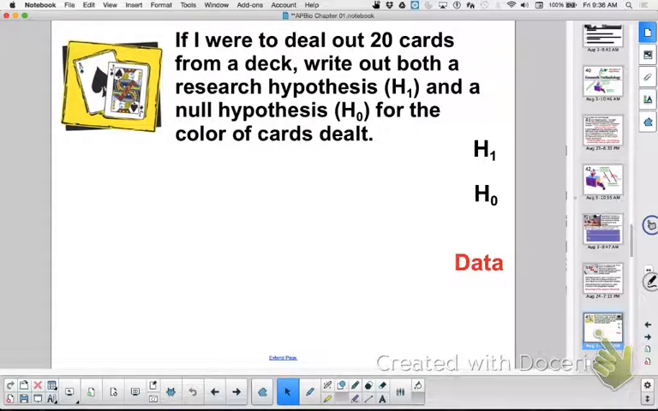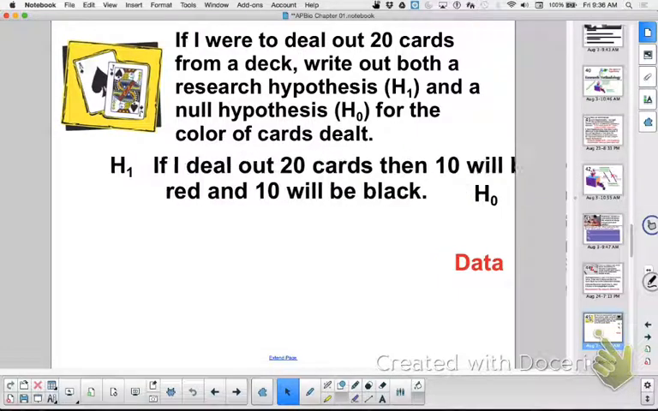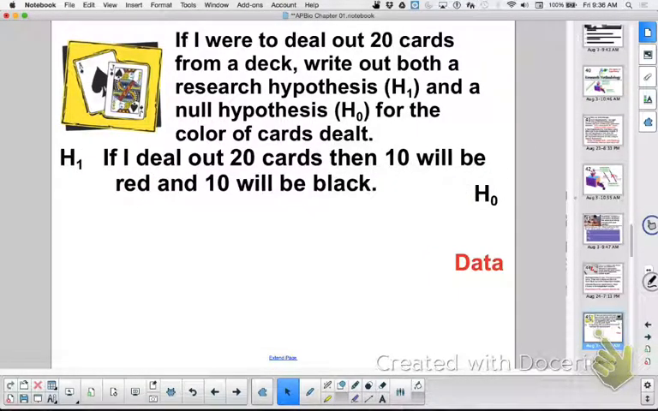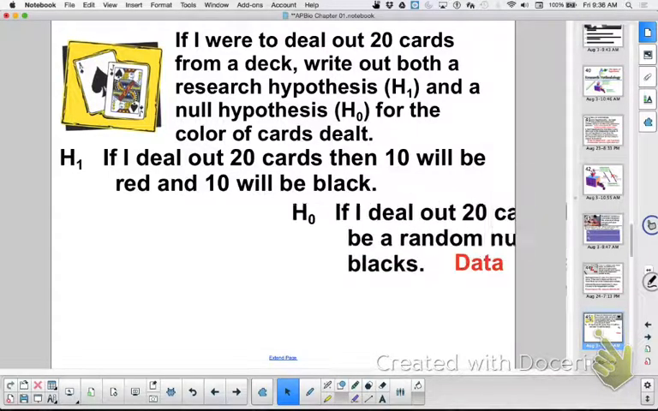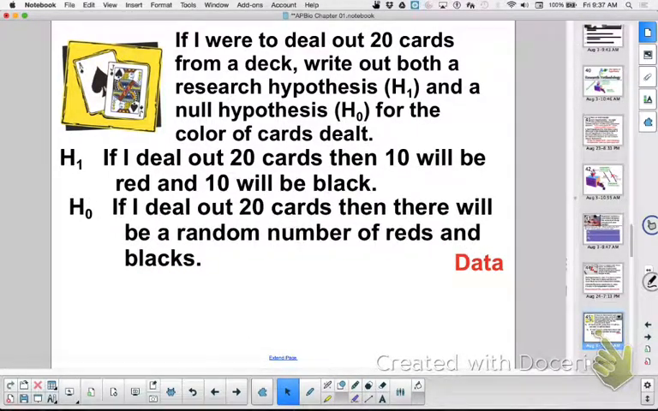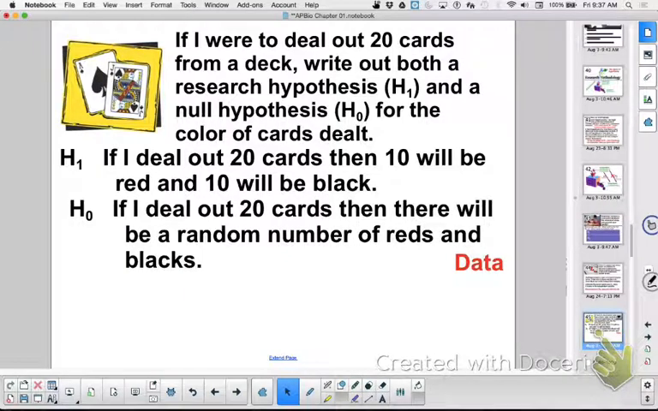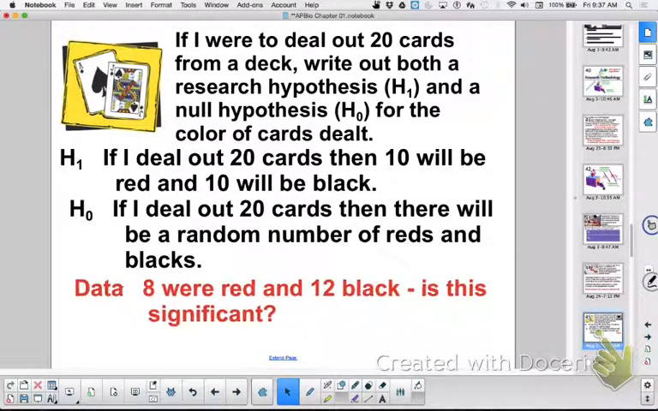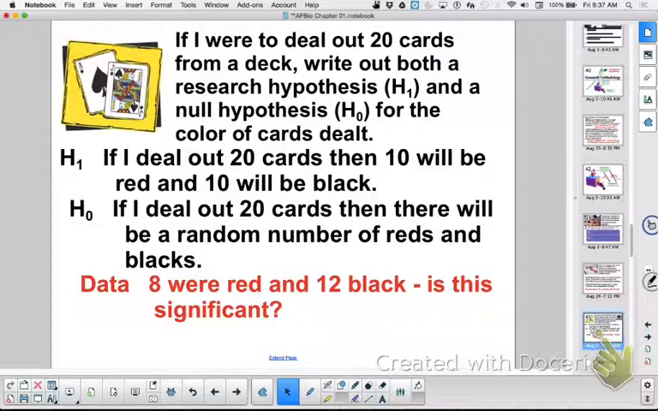I'm saying that there is a connection there, and I'm predicting that there will be 10 red and 10 black. Right? I'm saying there's a connection. If I said null, if I deal out 20 cards, there will be a random number of reds and blacks. I could have 13 or 16 reds and 4 blacks. Right? So let's say this is my data. 8 were red and 12 were black.